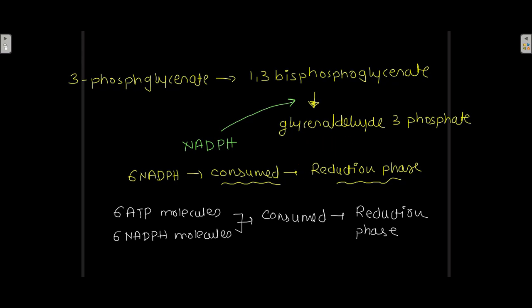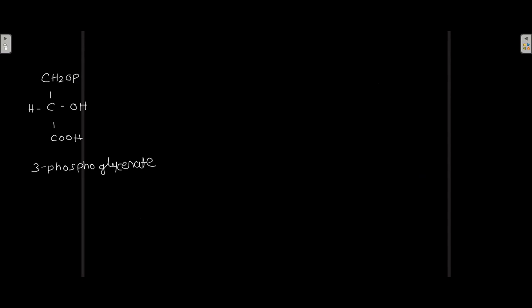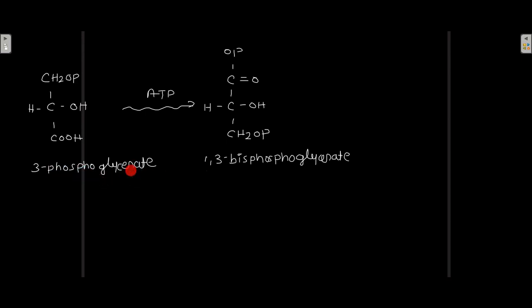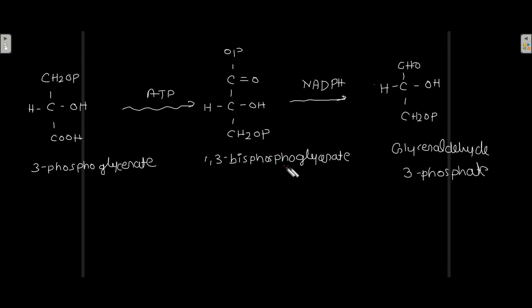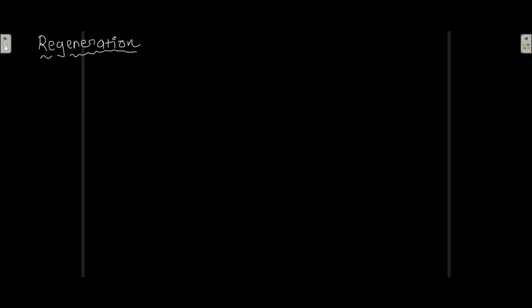So in the reduction phase we start with 3-phosphoglycerate. This 3-phosphoglycerate is phosphorylated with an ATP molecule, and it forms 1,3-bisphosphoglycerate. After that, this is reduced with the help of NADPH, and glyceraldehyde 3-phosphate is produced. So this is an overview of the reduction phase of the Calvin cycle. Let's talk about the third phase of the Calvin cycle, that is regeneration.